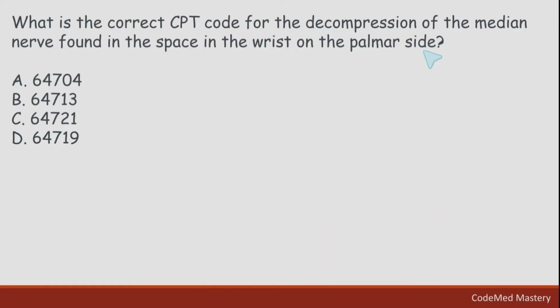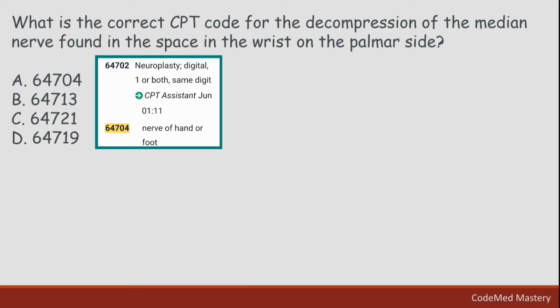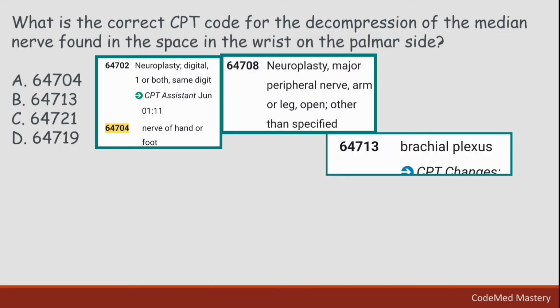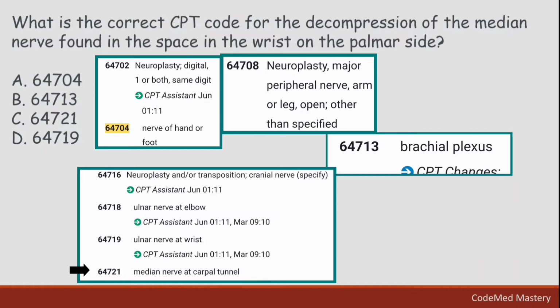Read the question. What is the correct CPT code for the decompression of median nerve found in the space in the wrist on the palmar side? Let us check the options. Check option A 64704. 64704 is for neuroplasty, nerve of hand or foot. And option B 64713 is for neuroplasty, major peripheral nerve, arm or leg, brachial plexus. And option C 64721 is for neuroplasty or transposition, median nerve at carpal tunnel, and 64719 is for ulnar nerve at wrist.